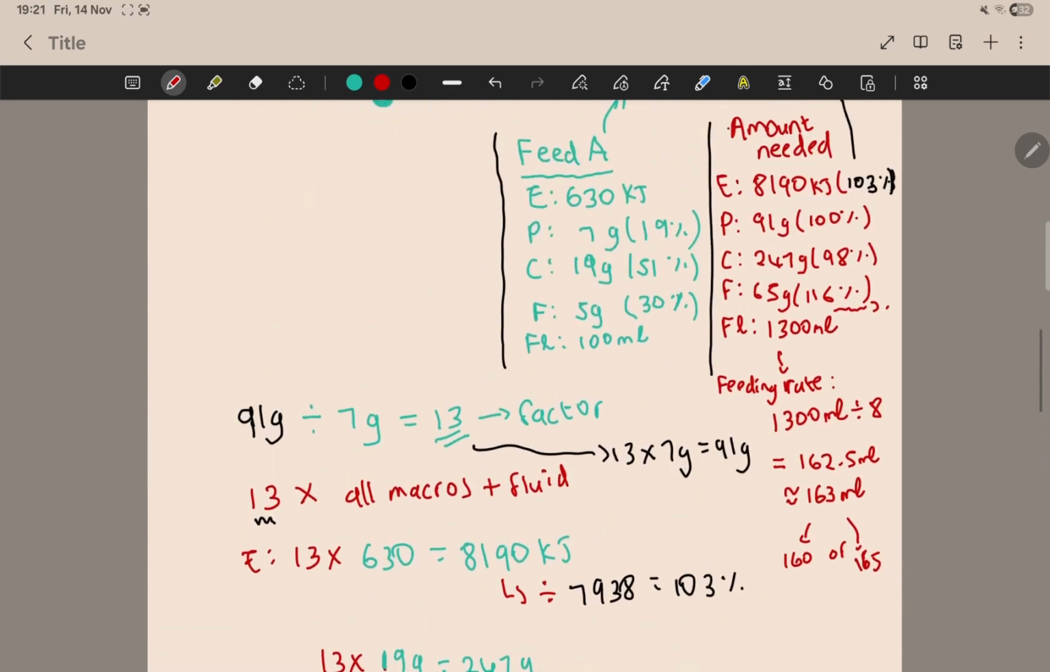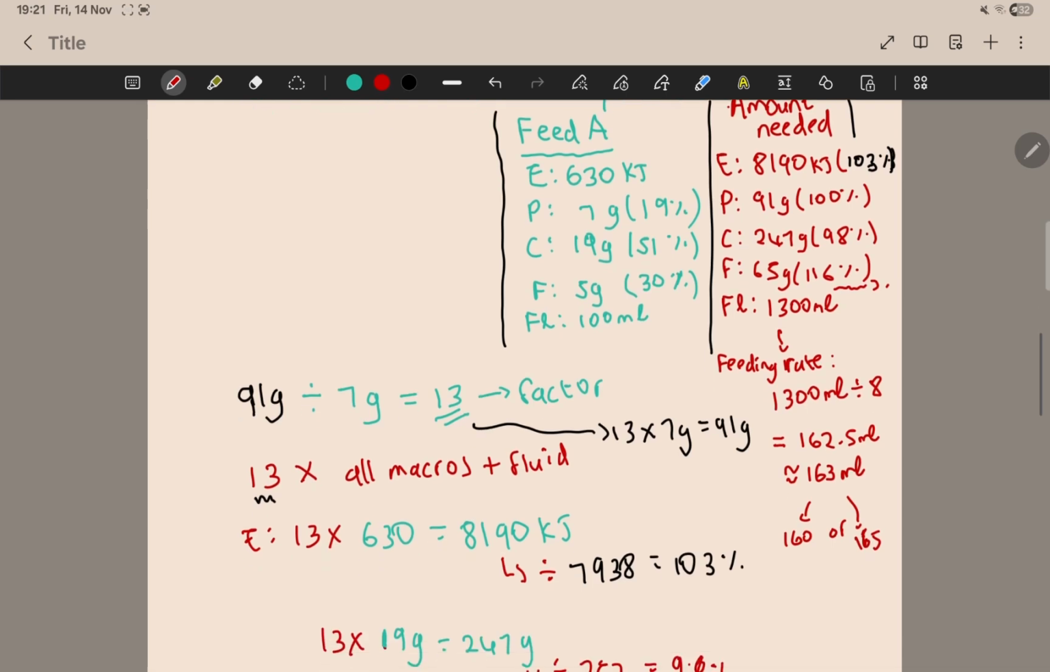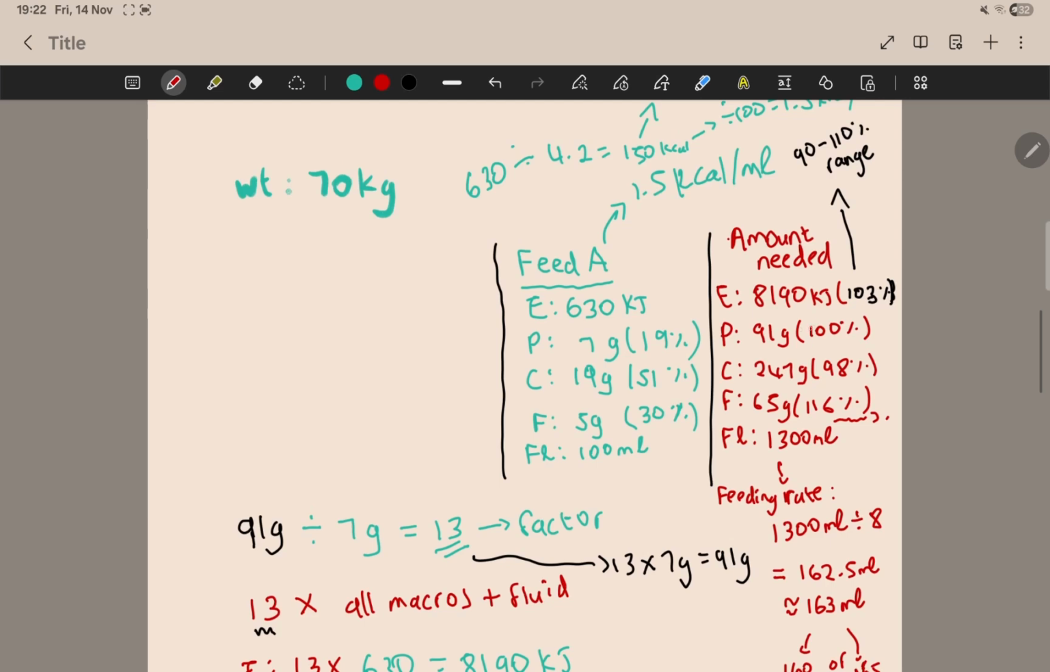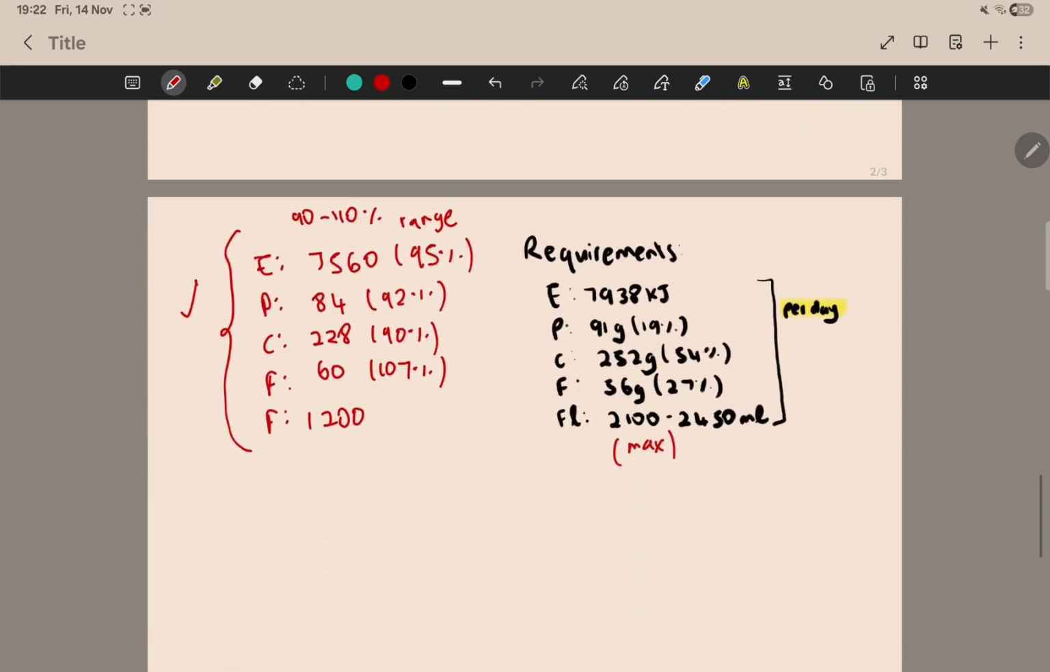So yes, we want to ideally meet 100% of protein requirements, but if that's not possible, then we tweak the numbers a little bit. Remember this needs to fall within the 90 to 110% range. You can either use 90% or 95% or whatever, just so that we bring down the fat amount. Okay, so that's our final feed calculation, and that's the one that we're going to go for.